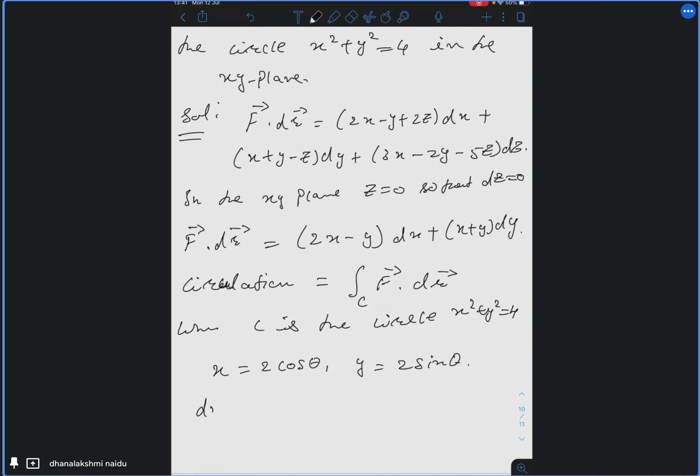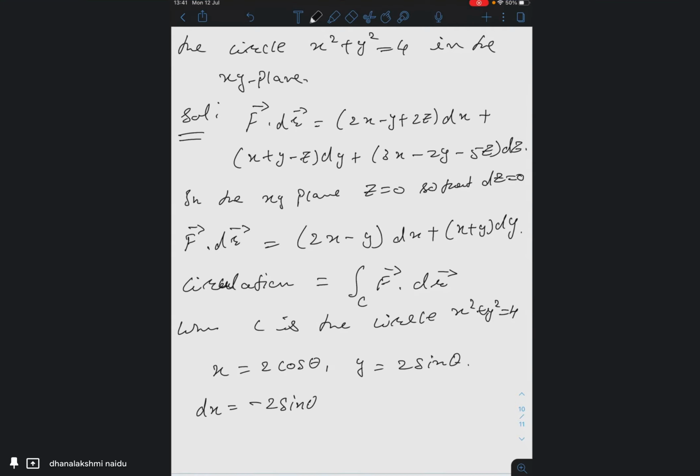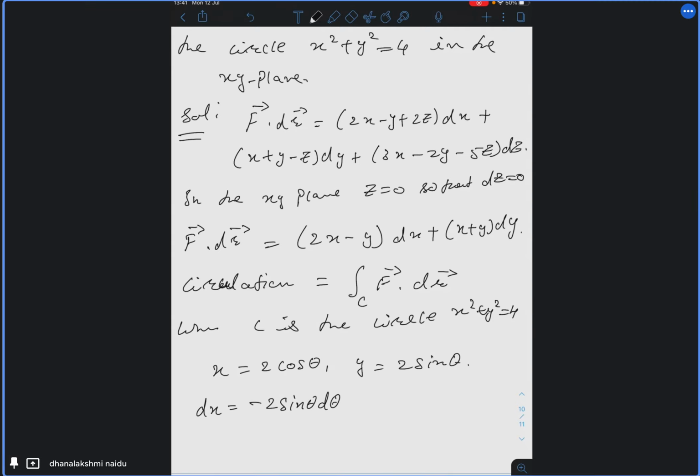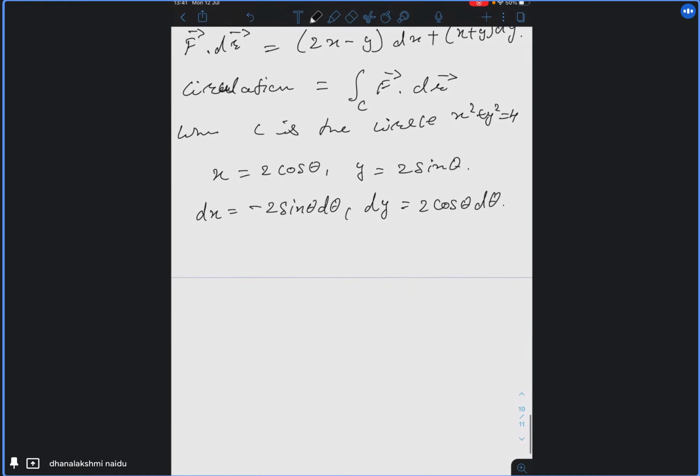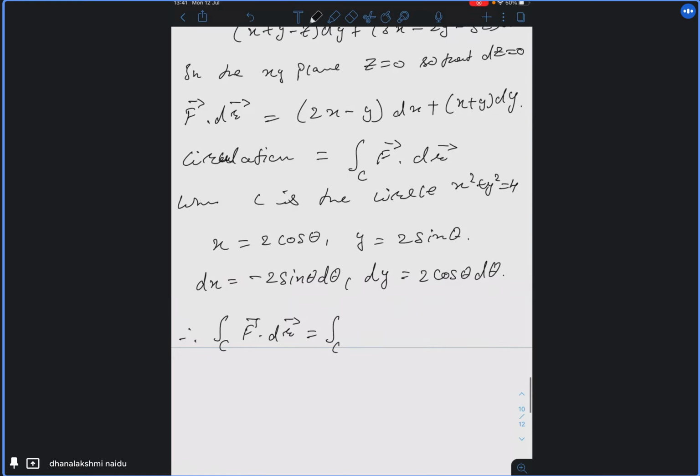So that your dx will be equal to what? Minus 2 sine theta d theta. dy will be equal to 2 cos theta d theta. So these values you can substitute in your F bar dot dr bar in place of x, y, dx, dy, all those things. So therefore, the integral of F bar dot dr bar will be equal to the integral, what is that?